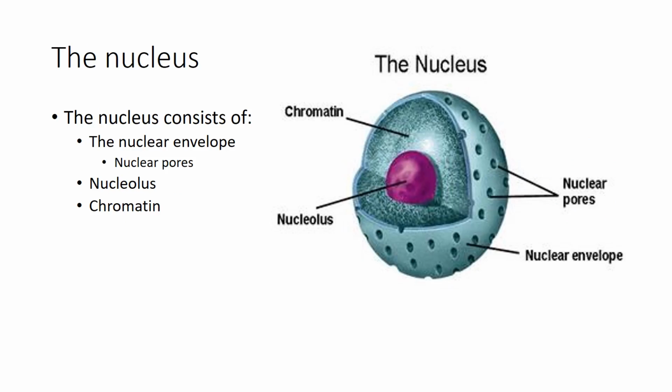The nucleus consists of the nuclear envelope, which is a double membrane enclosing the nucleus that is perforated by pores. These pores regulate the entry and exit of proteins and RNAs. The nucleolus is a non-membranous structure involved in the production of ribosomes. Chromatin is a material consisting of DNA and proteins.